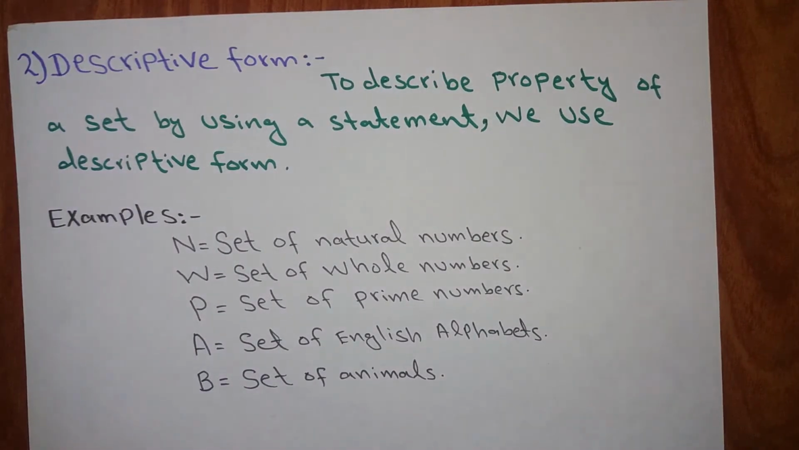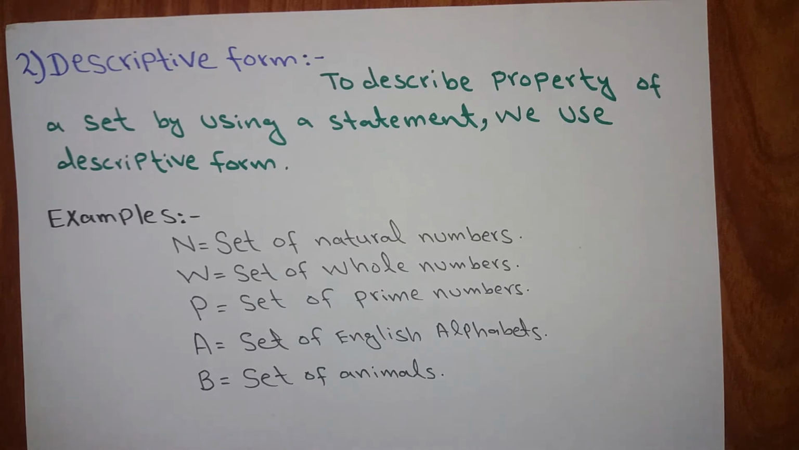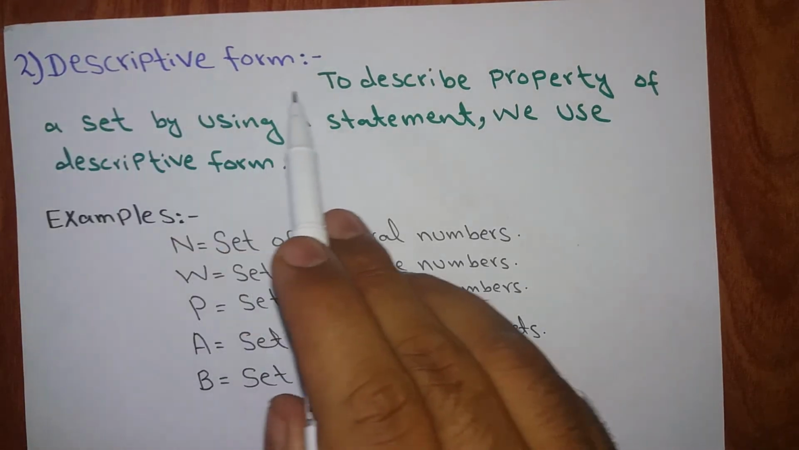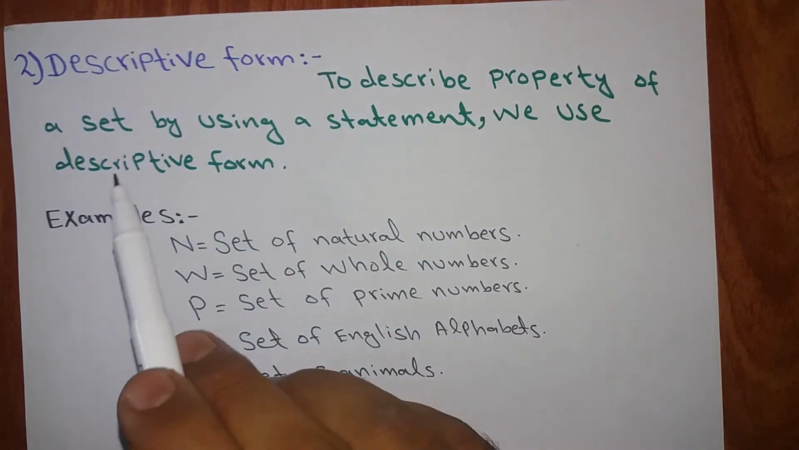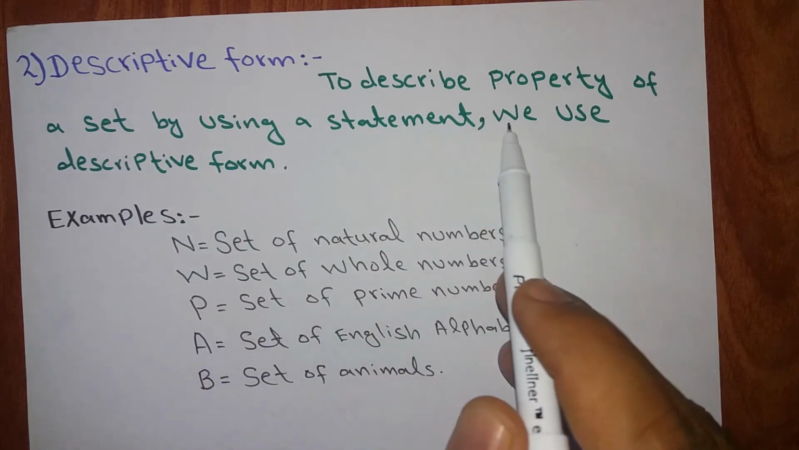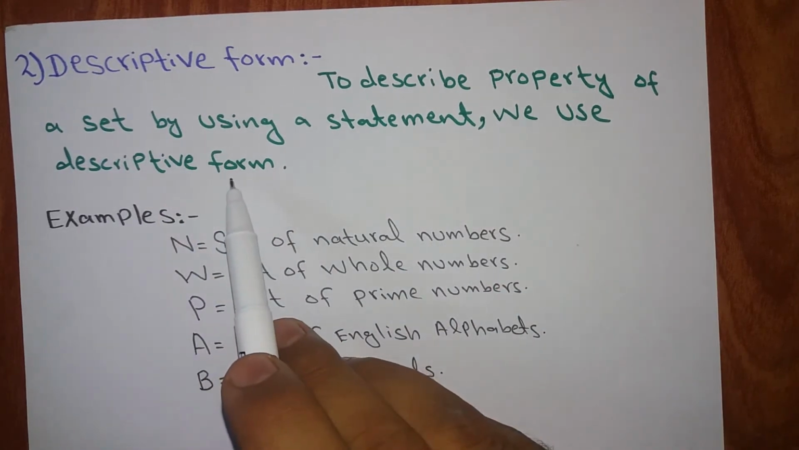The next representation is the descriptive form of a set. In this form, we describe elements of a set with the help of a statement. We can change this form into tabular form also. It is also called statement form or statement representation of a set. So here is the definition. To describe property of a set by using a statement, we use descriptive form.